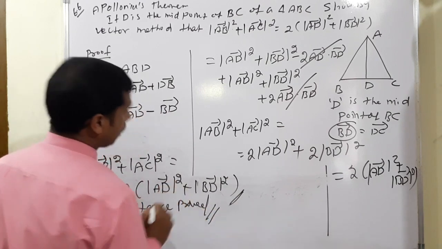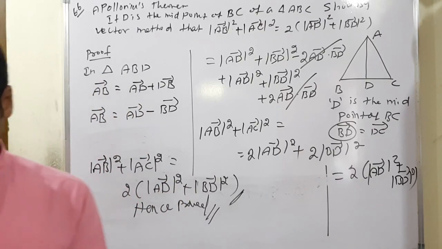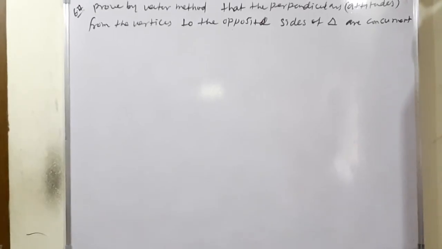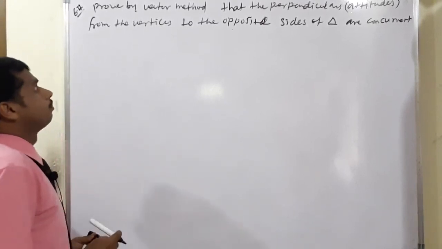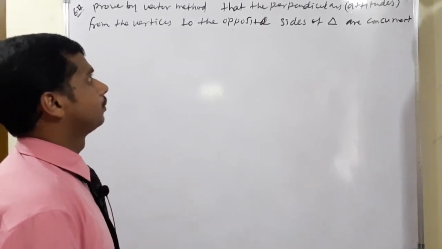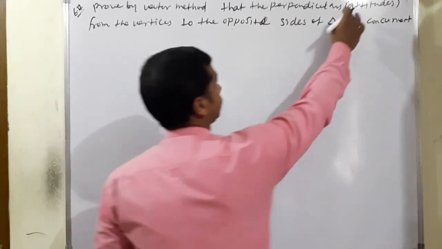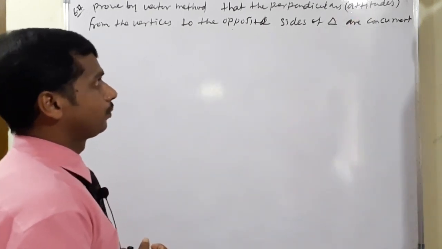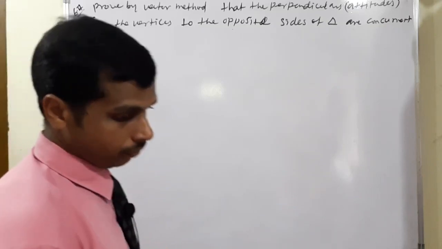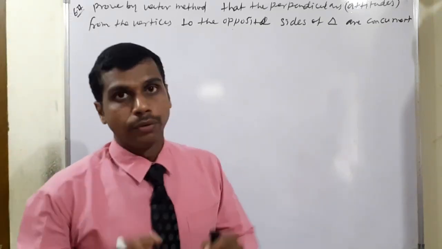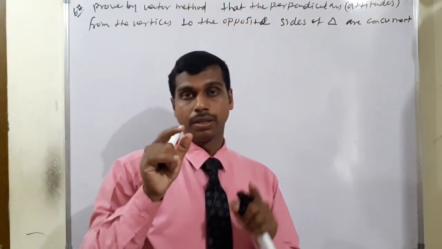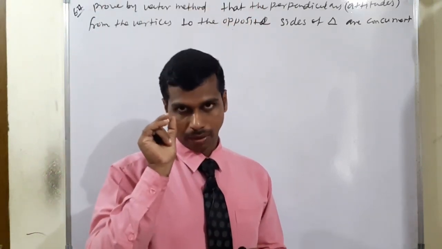I will continue with the next example. Example 6.7: prove by vector method that the perpendicular altitudes from the vertices to the opposite sides of a triangle are concurrent. What is the meaning of concurrent? If you have three lines, they meet at one point.